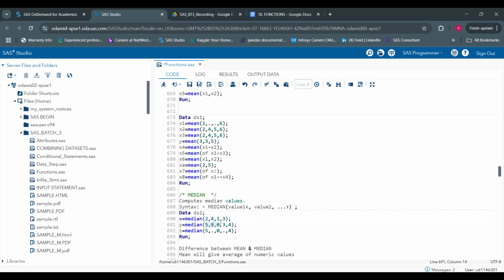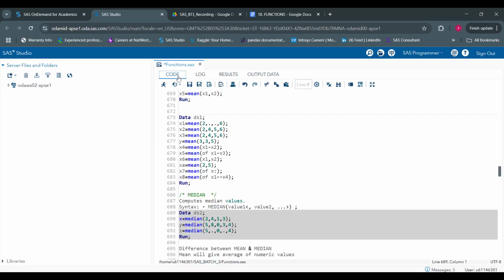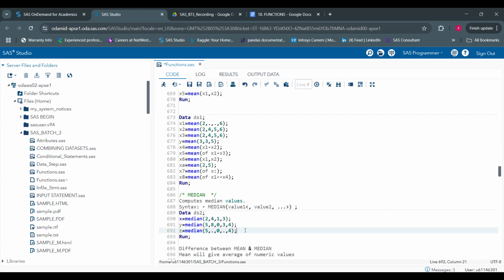Here tell me, what is the median? If you can, recalculate from your past, it's okay. Otherwise, I'll explain. Parmeet ma'am, any idea? Arrange the numbers in ascending order, and then it gives the middle value. Exactly. So what will be the median for x, ma'am?